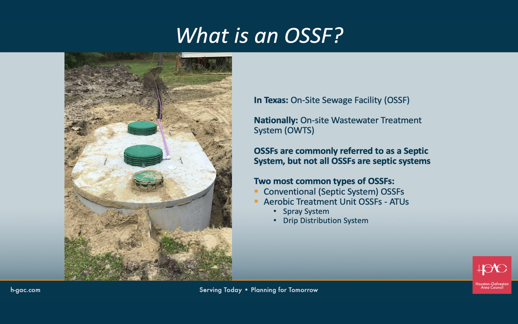The 2 most common types of OSSFs are a conventional or traditional system, which is an anaerobic system. These are truly septic systems. The second type is an aerobic system, which utilizes pumped air or oxygen. These are not septic systems, but are often incorrectly referred to as septic systems. The 2 most common types of aerobic systems are a spray system and a drip distribution system.